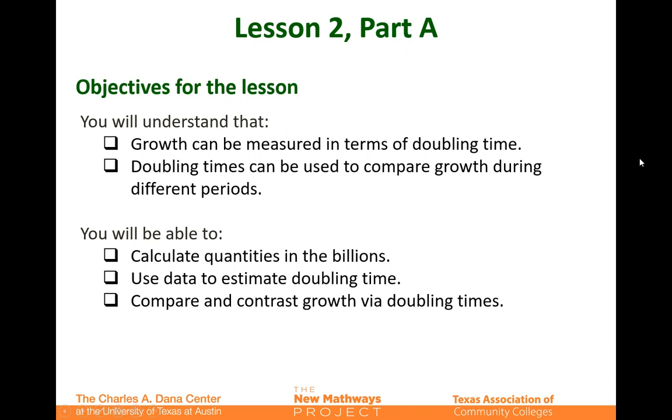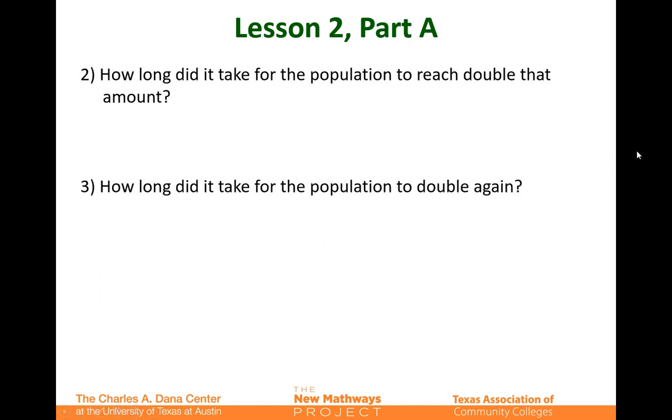So what is our goal? We want to understand that growth can be measured in terms of doubling time, and that doubling times can be used to compare growth during different periods. How is the population growing now compared to how the population was growing 1,000 years ago? We want to calculate quantities in the billions, use data to estimate doubling times, and just compare and contrast growth via doubling times. How long did it take for the population to reach double that amount? Well, I think we're going back. Let's look to what they're talking about.